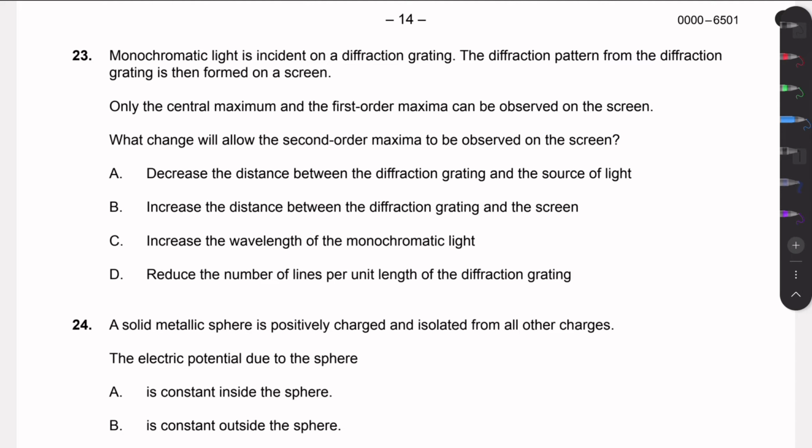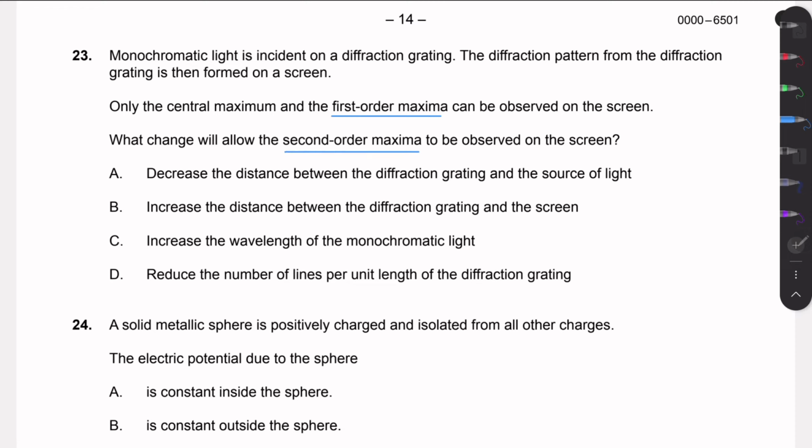And then here we have another monochromatic light incident, now with a diffraction grating. We form a diffraction pattern, and only the first order maxima can be observed. And what do we need to change so that we can also observe the second order?